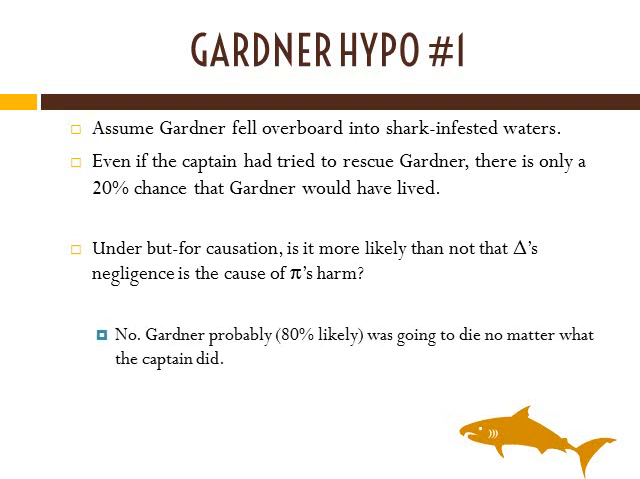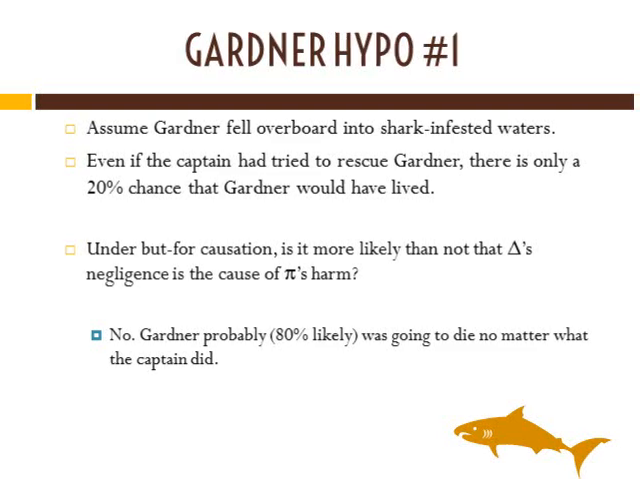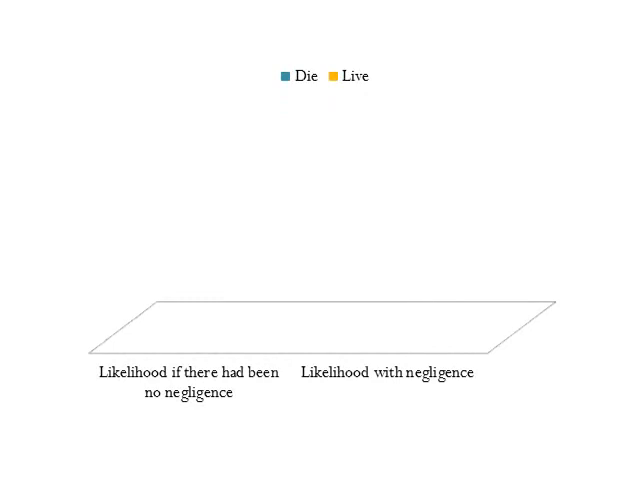He was shark meat already. Gardner had an 80% chance of dying no matter what the captain did, because a 20% chance of living means an 80% chance of dying. I'll show you on a scale. So, if there'd been no negligence, Gardner had an 80% chance of dying and a 20% chance of living. Because there was negligence, he had a 100% chance of dying and a 0% chance of living.